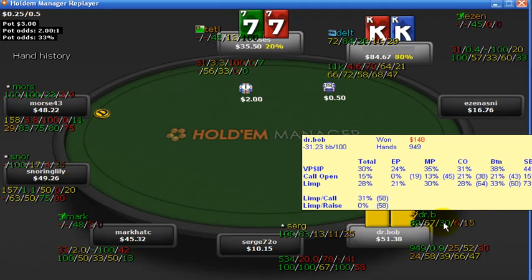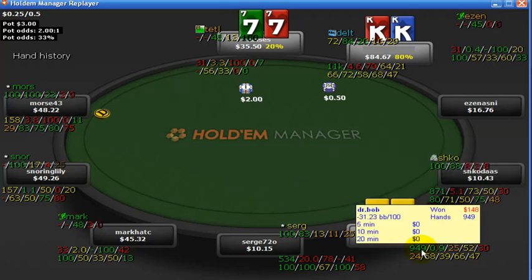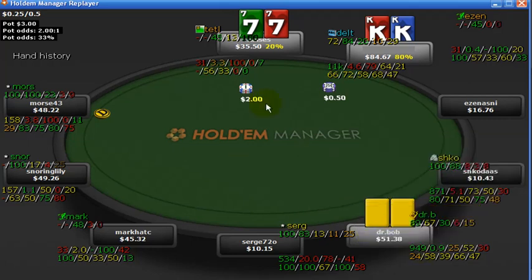One thing you need to be aware of is his limp call stat, you see there on the bottom left, and limp raise stat. He's only limp calling 31% of the time, which is already low. So this guy's losing a lot of money by limping and folding over the long haul. And we've got 949 hands on the guy. Good. So he makes a decent move with sevens in the small blind to isolate this guy, who is going to limp fold a lot.